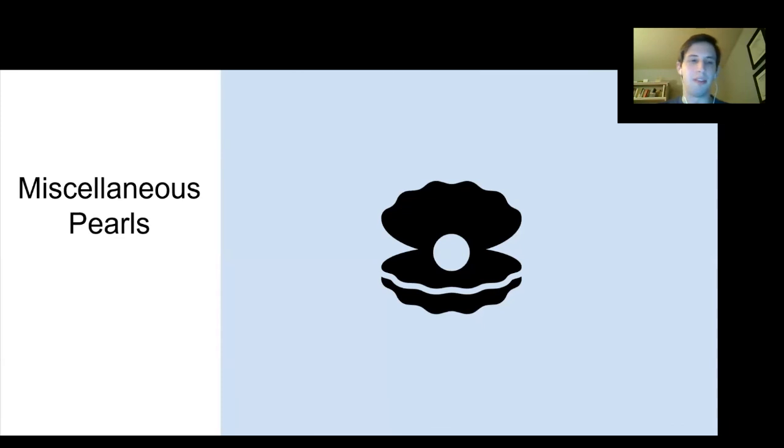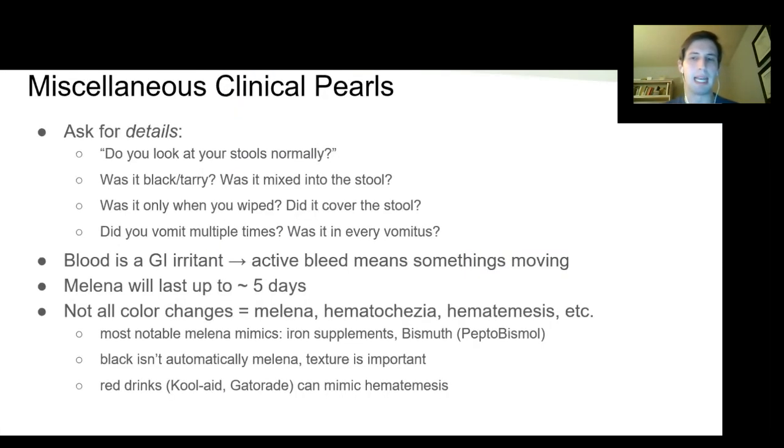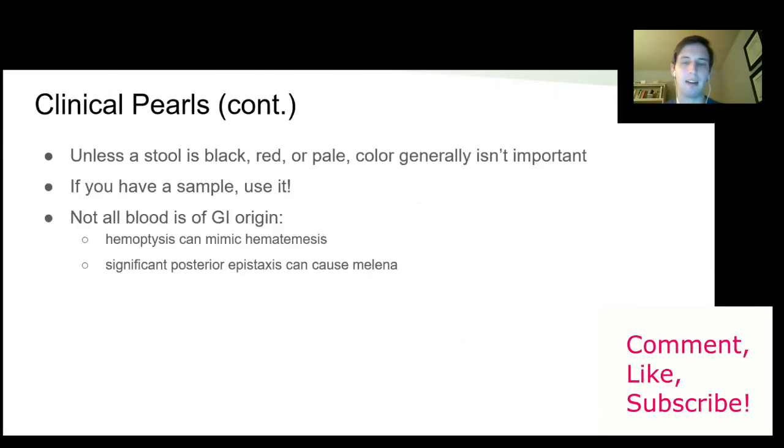So I'll just run through some of these pearls. I won't go through them, but they're really good to take a peek at. These are some of the things that some of the GI attendings that I've talked to over the years have noted as we have gone around on rounds.